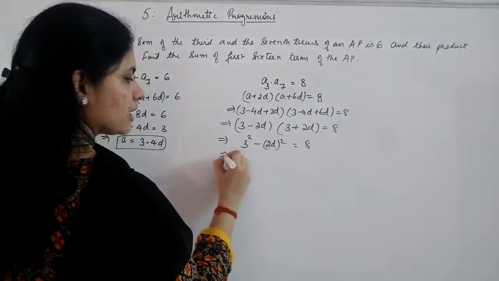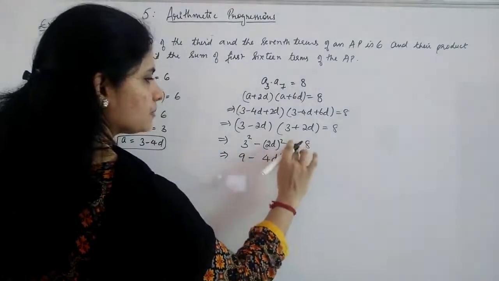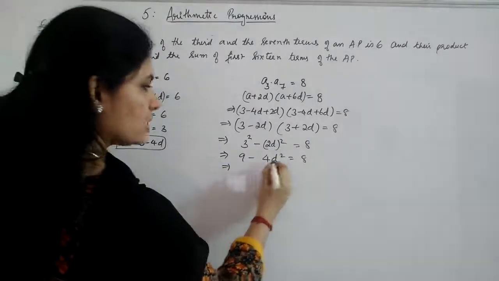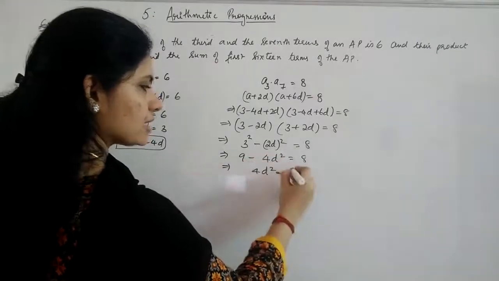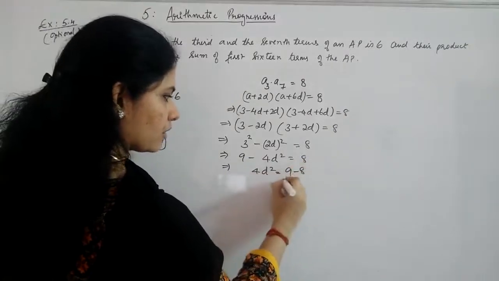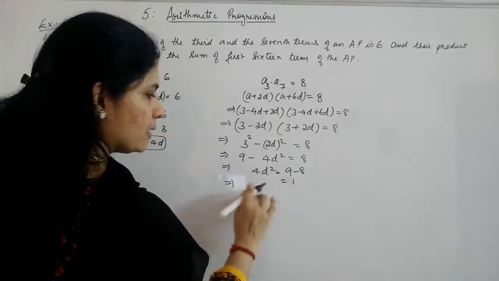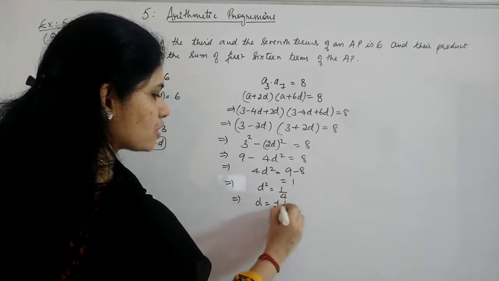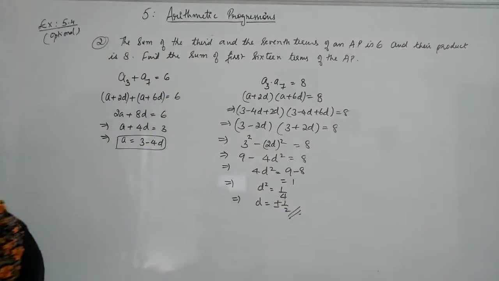What is a square? You will get it to be 9 minus 4d square is equal to 8, right? From here you can get the value of d. So 4d square I am taking to the right hand side so that it is positive, and 8 to the other side, so it is 9 minus 8, which is 1. So you are getting 4d square is 1. What will be d square? d square will be 1 by 4, or you can say d is equal to plus or minus 1 by 2. You got the value of d to be plus or minus 1 by 2.